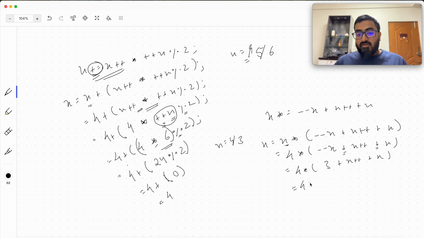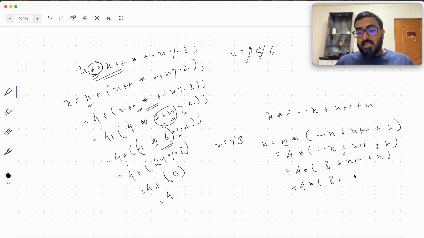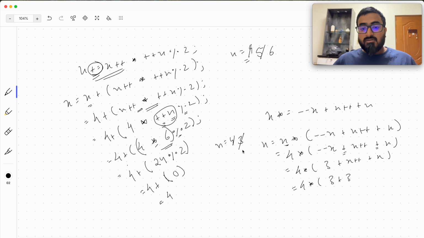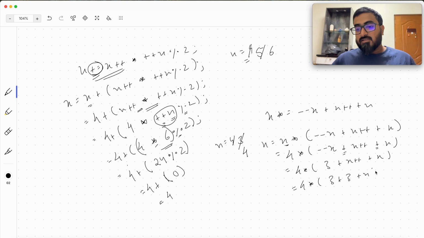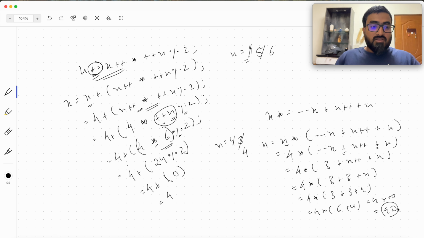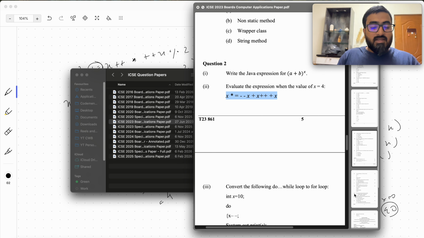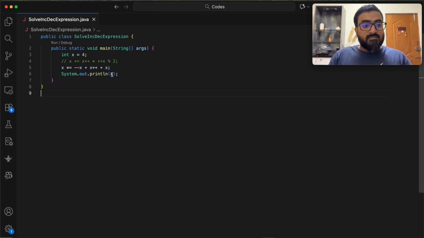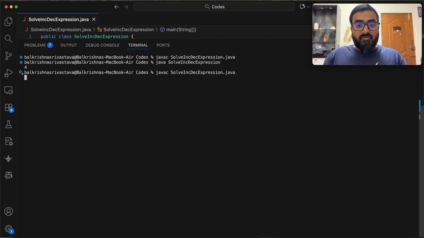Then we have 4 * (3 + x++), post increment, so use and then increment. So this becomes 4 + x. Then 4 * (3 + 3 + x), where x is 4 right now. So 4 * (6 + 4) is 10. So this is equal to 4 * 10, equal to 40. So if you go back and run this code, you will get 40.